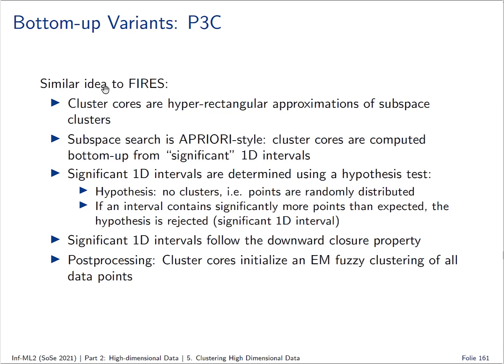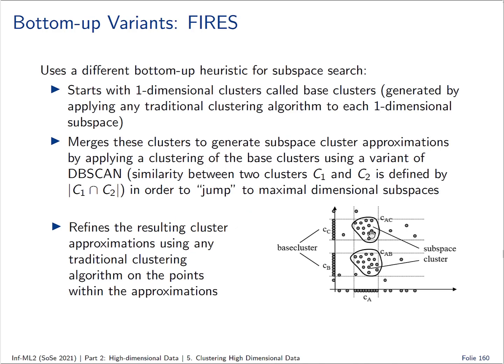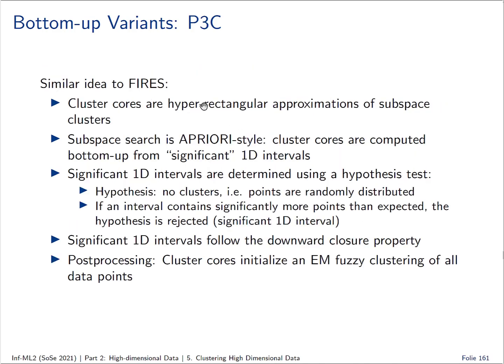The idea is very similar to FIRES. The cluster cores are hyperrectangular approximations of subspace clusters, the same as here. And how do we get them? Well, the cluster cores are computed bottom up from so-called significant 1D intervals, and in this case we even can derive some monotonicity criterion for these significant 1D intervals, so we can use Apriori style to compute them actually. What does significant 1D intervals mean?